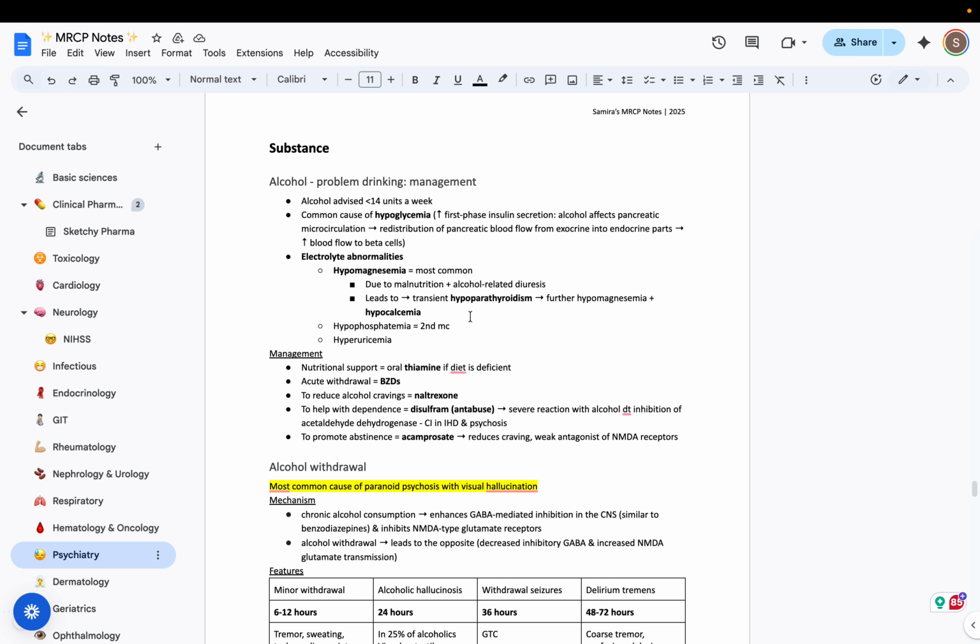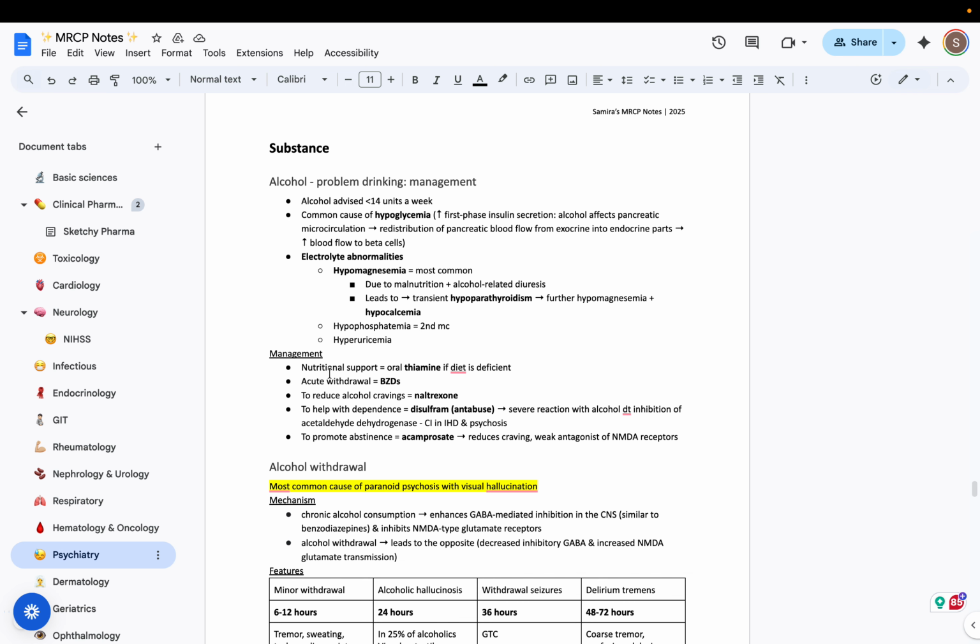It also leads to other electrolyte abnormalities, hypomagnesemia. This is the most common one. It's caused by malnutrition and alcohol-related diuresis. And it would lead to transient hypoparathyroidism, which would cause even further hypomagnesemia and hypocalcemia. The second most common electrolyte abnormality in alcohol is hypophosphatemia and then also hyperuricemia. So there are three hypos: glycemia, magnesemia, and phosphatemia.